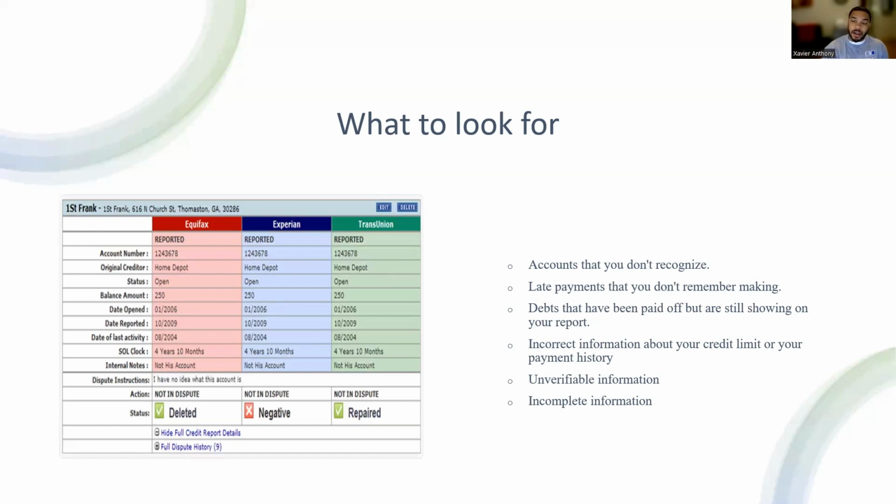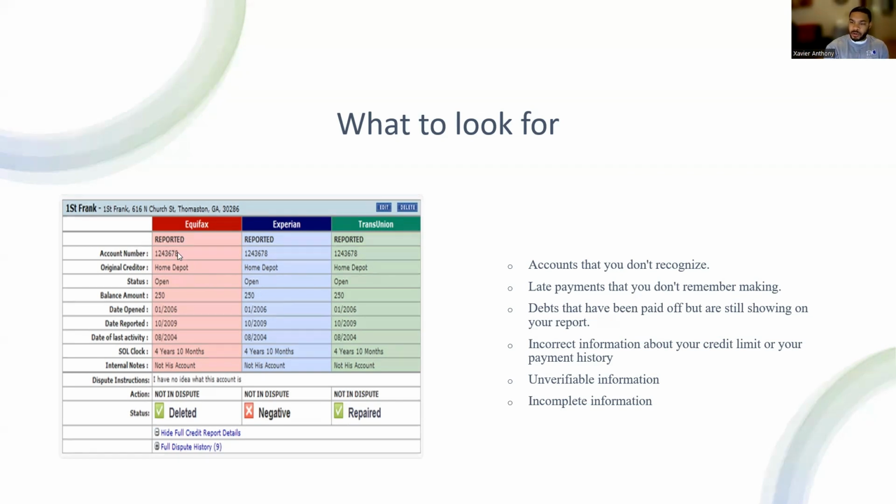You'll be looking for things to highlight, like accounts that you don't recognize, late payments that you don't remember making, debts that have been paid off but are still showing in your report, incorrect information about your credit limit or your payment history, verifiable information like from the courts or a business that's out of business, incomplete information like no account number showing or no payment status, no last activity, no monthly payment, etc. So any section on the report that has information that doesn't match across all three consumer reporting agencies, you need to be highlighting. Make sure all your accounts that are negative haven't reached the statute of limitations, all that type of information.